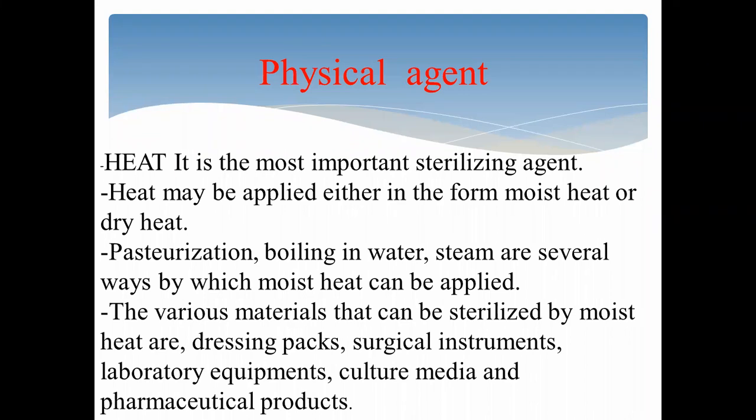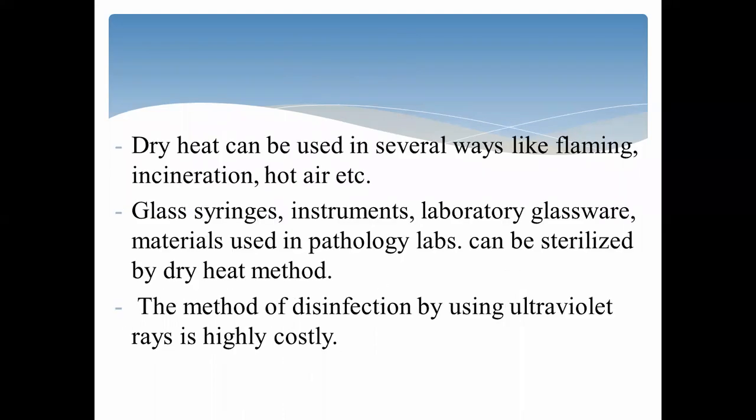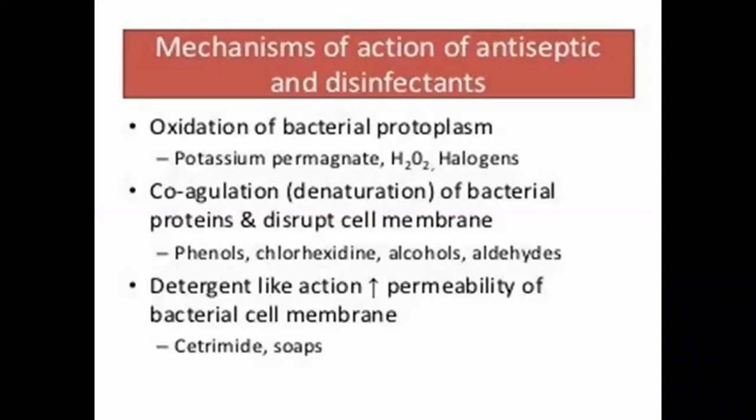Then the next point is in their classification. The second class is chemical agents, in which the first one is acid. Is the screen visible to all? Yes, ma'am. Physical agent in which heat and ultraviolet light. Did you understand? Yes, ma'am.